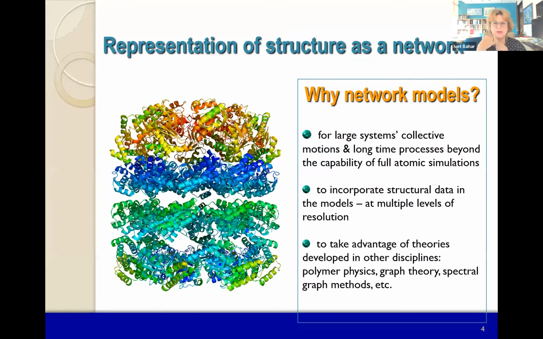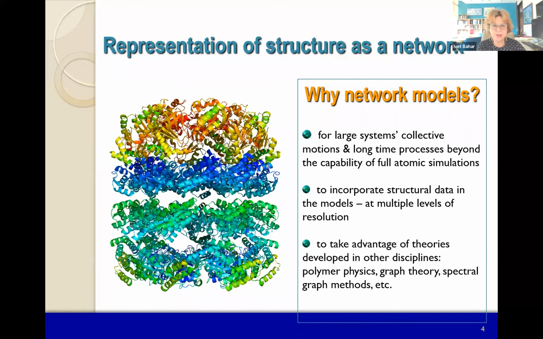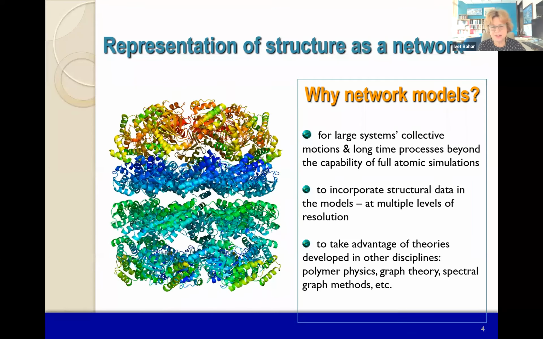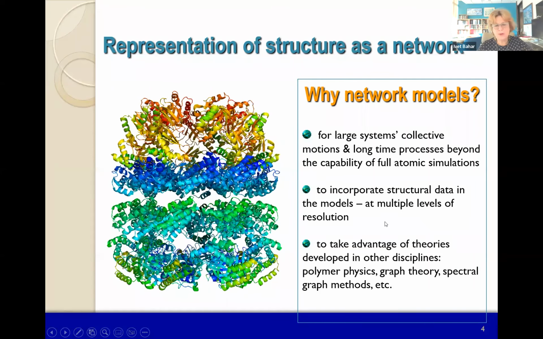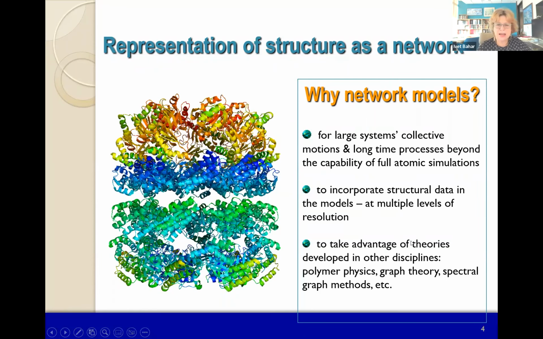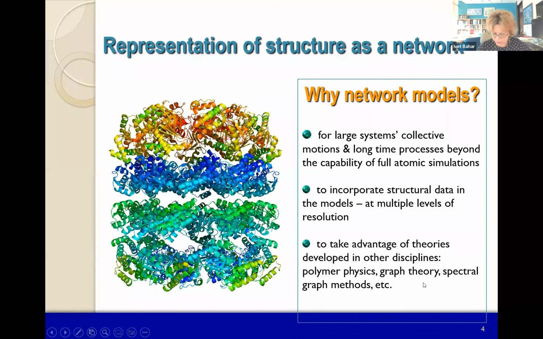Again, the foundation is we use elastic network models. Why do we use network models? This is a simplification. It makes the structure, visualization, and analysis much easier, much more efficient computationally. And it provides a major advantage of considering the structure as a whole, not a certain component of it. So in this regard, it is very good for large systems, collective motions, long time processes, which you cannot do with full atomic simulations. Elastic network models, or network models in general, incorporate structural data, and you could incorporate that at multiple levels of resolution. And we have been also taking advantage of theories from other disciplines like polymer physics, graph theory, etc.